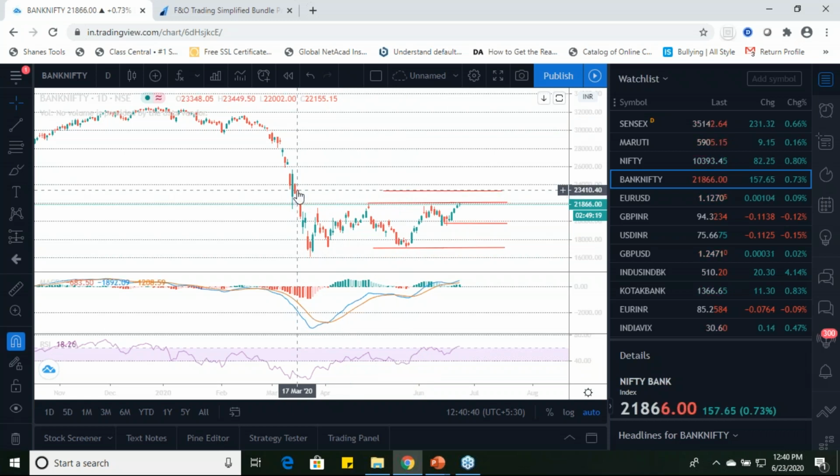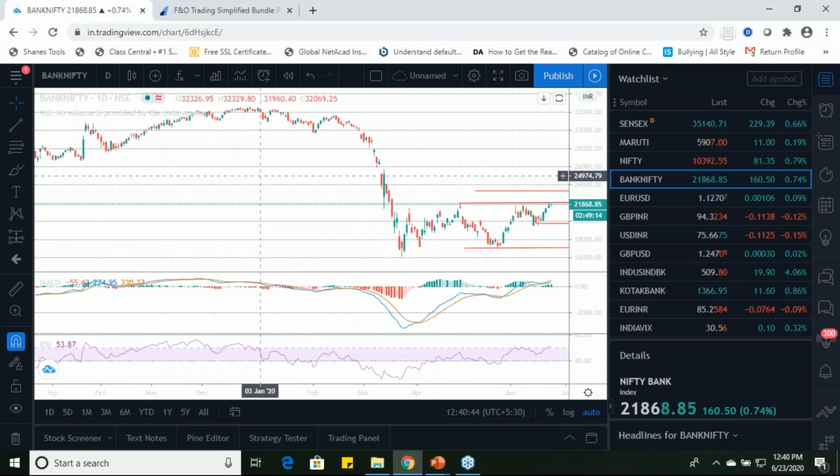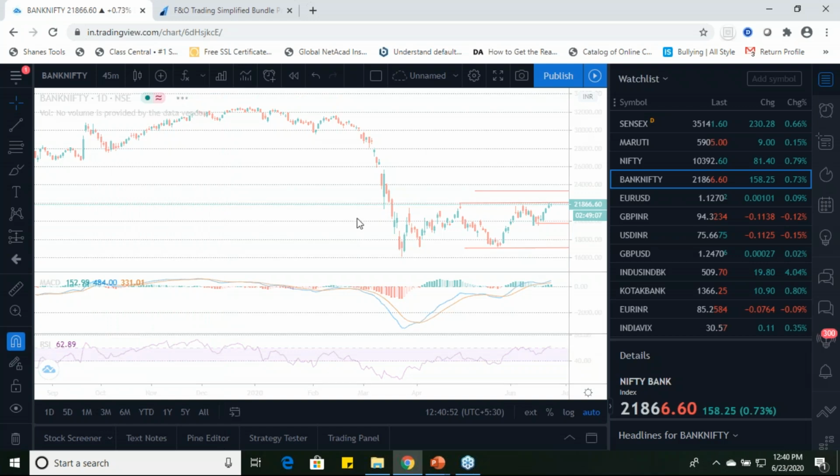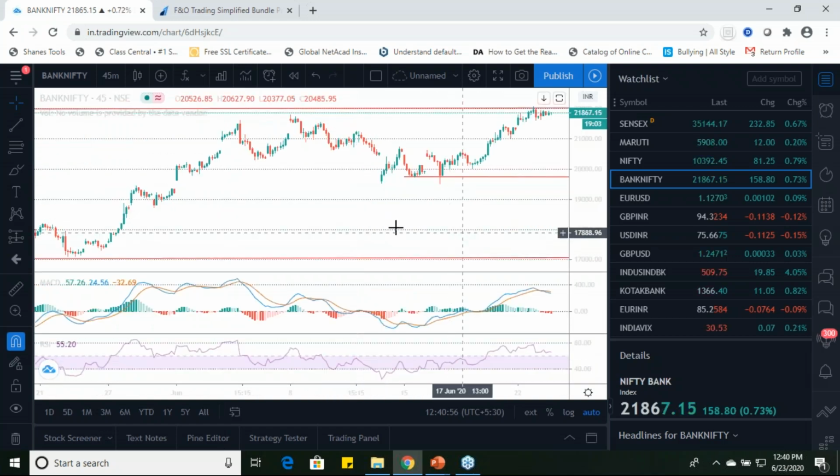So that is the 23,000 resistance level which I'm really looking at, but that's the level where the Bank Nifty breaks on the upside. So we might be seeing that as a resistance, and that's what the hourly says. And let's see further ahead with the shorter time frame.